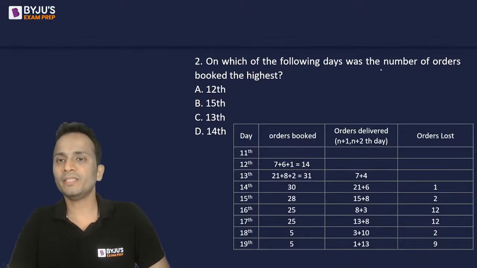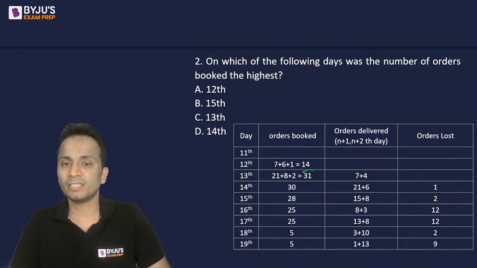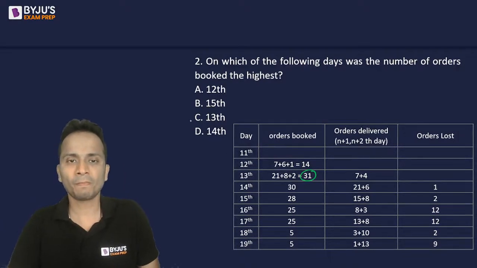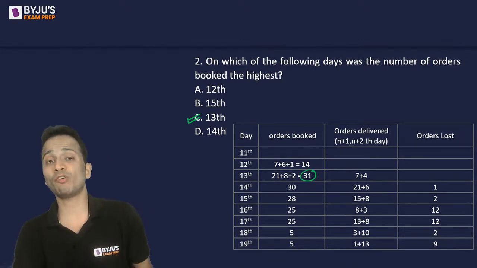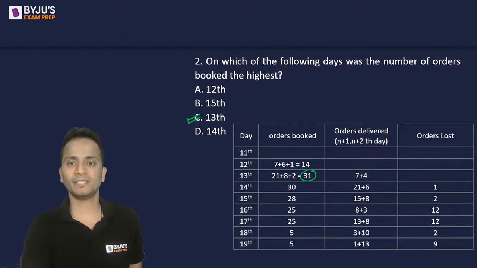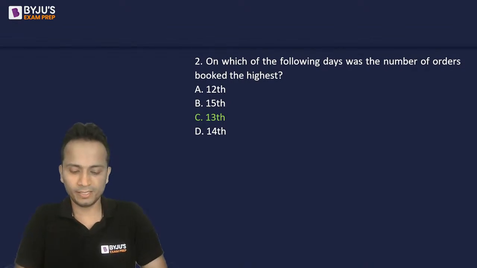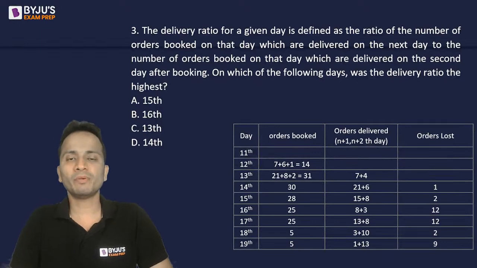On which of the following days was the number of orders booked the highest? The number of orders booked is highest on the 13th, as you can see directly from the table. So the correct answer should be option 2. There is no problem at all. You don't have to do any calculations because you have already done all these things. So the correct answer here is option C. Done. Next question. Question number 3.